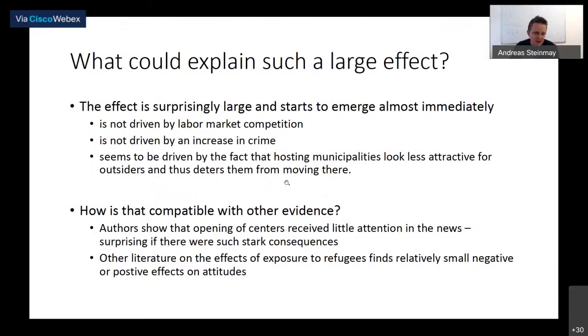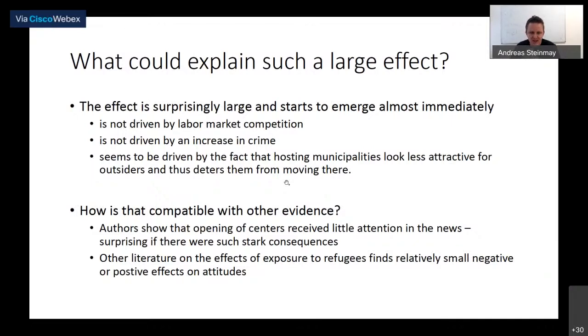So I was asking myself, how is that compatible with other evidence that we have or that you also present? One thing is you mentioned in the paper, and you also have a graph for that, that the opening of centers receives very little attention in the news, especially in this period before 2015. I found that quite surprising, especially if it had such stark consequences, which you would expect that people in these municipalities really felt.